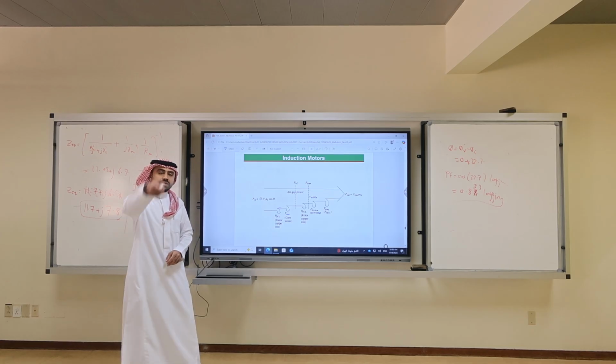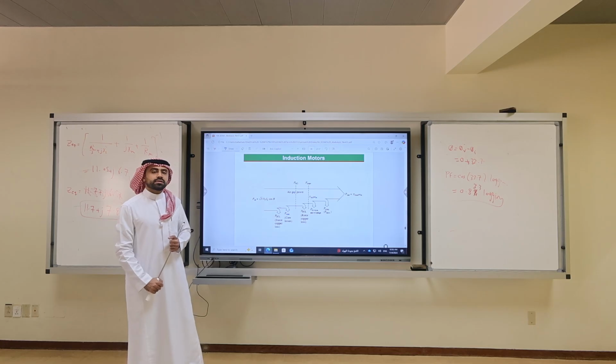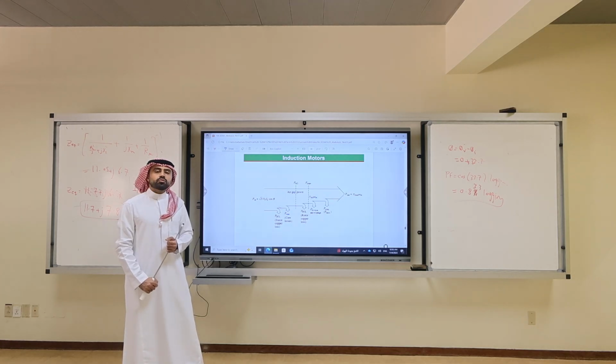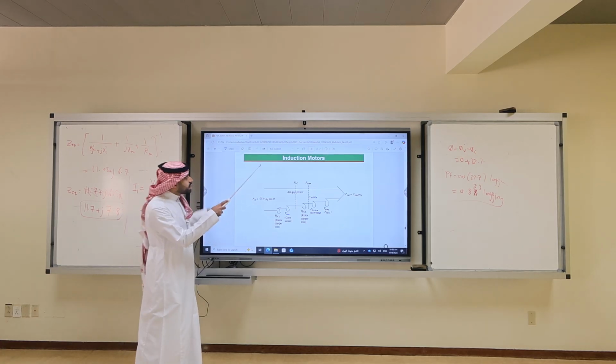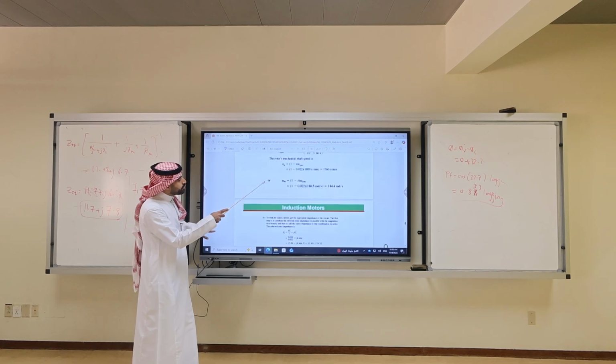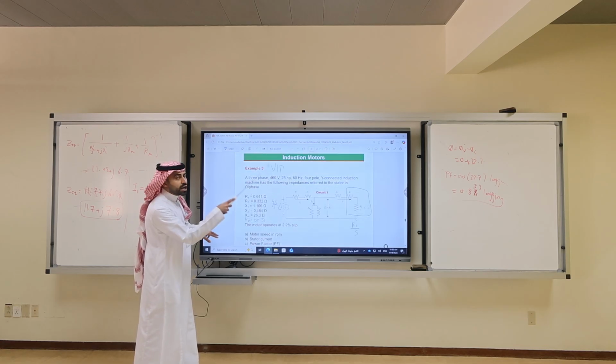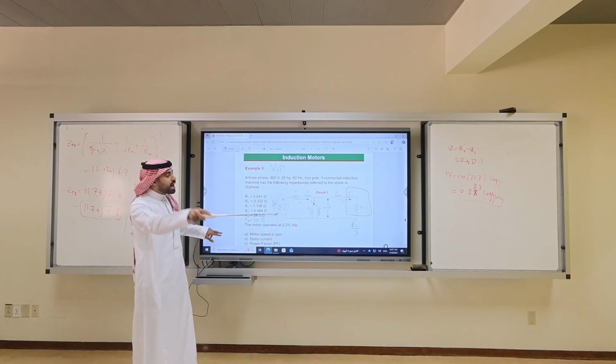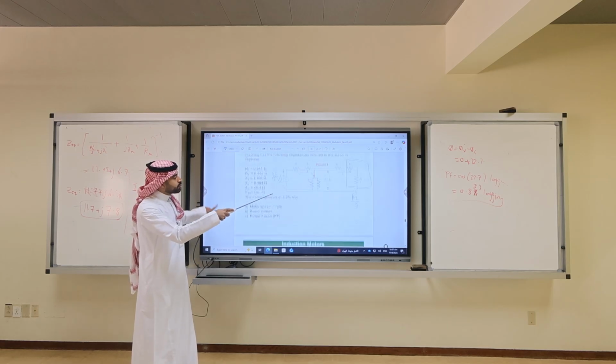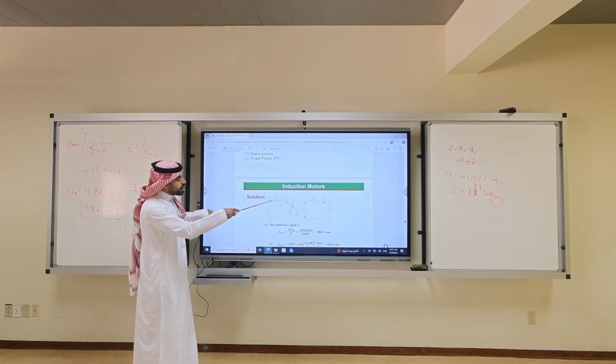What does T stand for? Terminal. Do we love line to line or phase? We love line to line. So this Vt in this example is 460. So you have square root of 3 times 460 times I1. What is I1? We calculated 18.